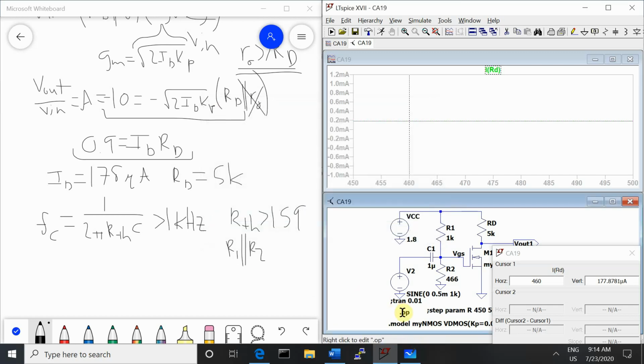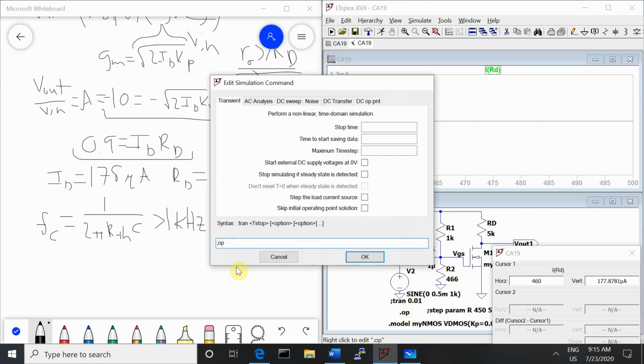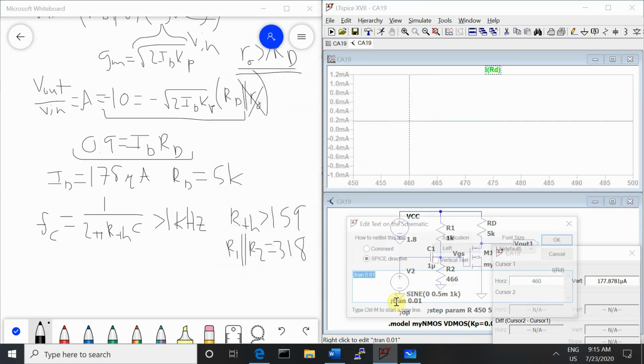Before we do that, we want to double check our parallel combination. So when we combine 1K in parallel with 466, we get 318. And that's greater than 159, so we're good to go there. So we shouldn't be attenuating our signal based on corner frequency. So now we can check that our gain is what we designed it to be.